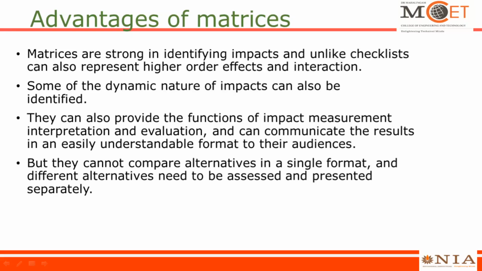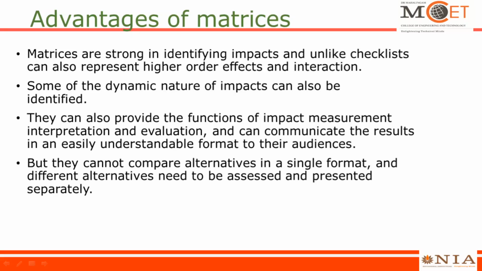But they cannot compare alternatives in a single format, and different alternatives need to be assessed and presented separately, right? So you cannot show all the different alternatives in a single matrix. That is the drawback of the matrix method. Why? Because when you are saying some alternative, you'll have to draw another matrix. You cannot use the same matrix and say what are the alternatives.